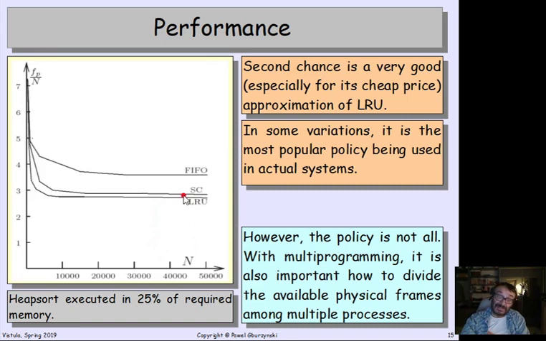But we can see that the second chance is quite close to LRU. So for its price, it is a very good approximation of LRU. So second chance is the most popular strategy used in actual systems. Well, we'll see that the issue is a little bit more complicated, because in actual embodiments, the page replacement strategy is part of a sort of larger scheme of things, and we will get there a little bit later.